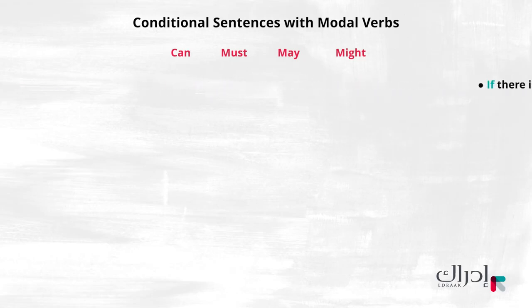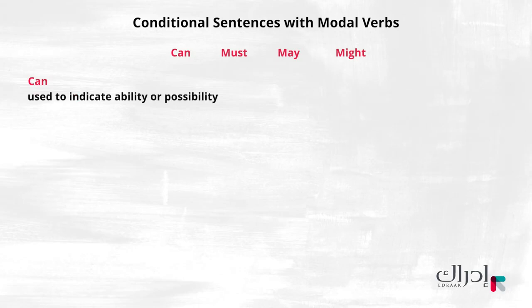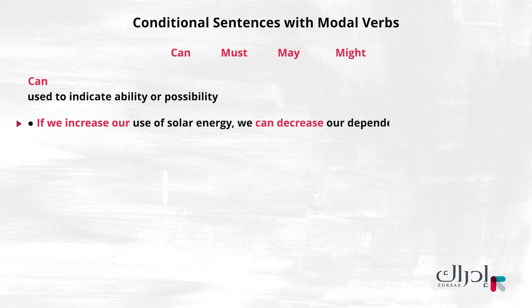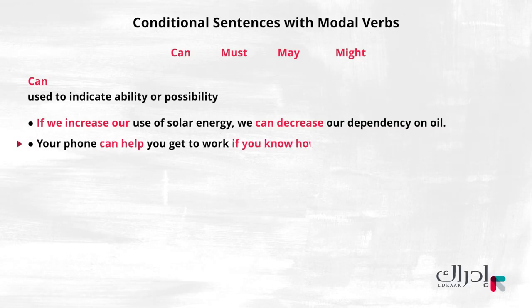Now let's take a look at the modal verbs one by one. First, let's take a look at the modal verb can. The modal verb can is used to indicate ability or possibility. Let's look at some examples. If we increase our use of solar energy, we can decrease our dependency on oil. Your phone can help you get to work if you know how to use it correctly.